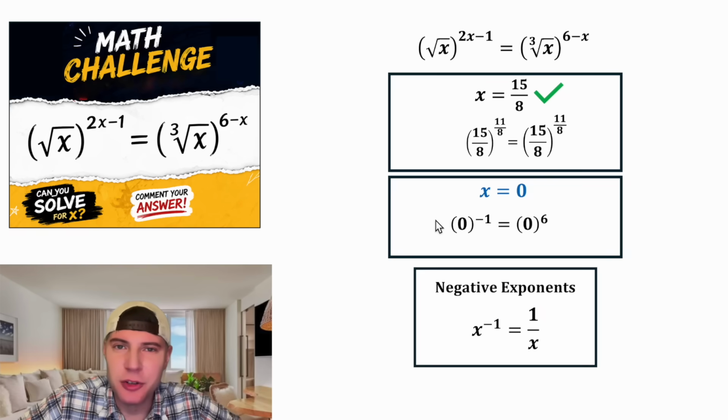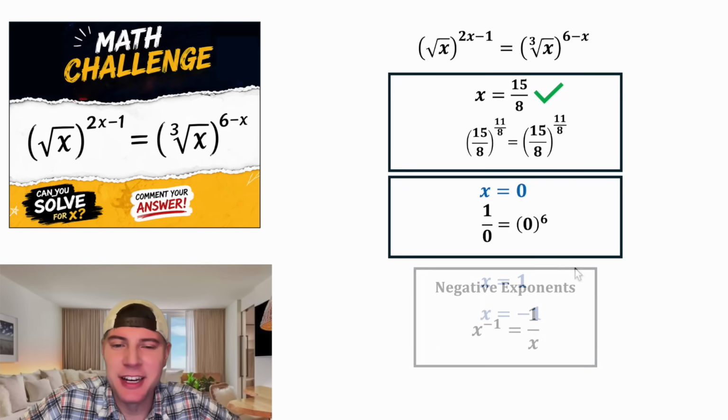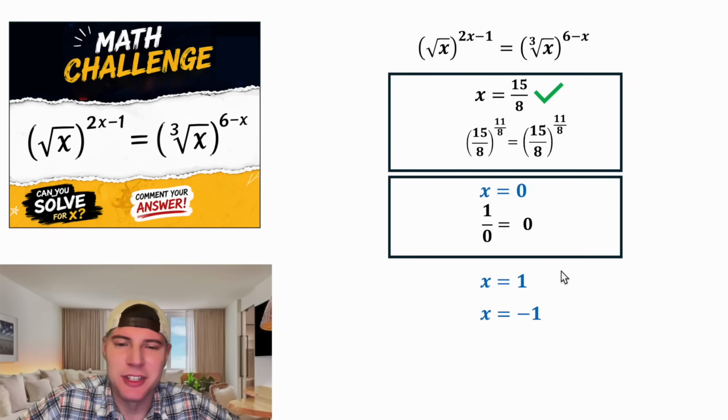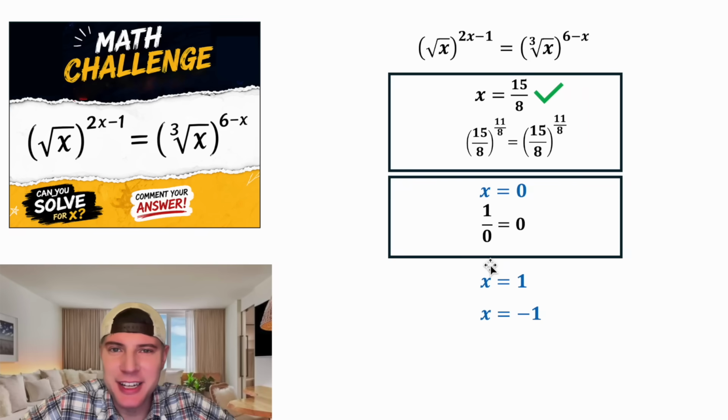Well, using these notes for negative exponents, anything to the -1 exponent will put that thing on bottom. So 0 to the -1 exponent is 1/0. And then on the right-hand side, 0 to the 6 is equal to 0. 1/0 is undefined, and it's definitely not equal to 0. So this x equals 0 is not a possible solution.